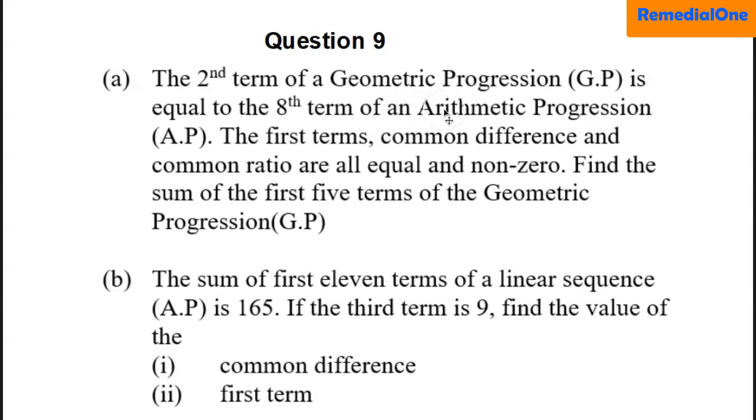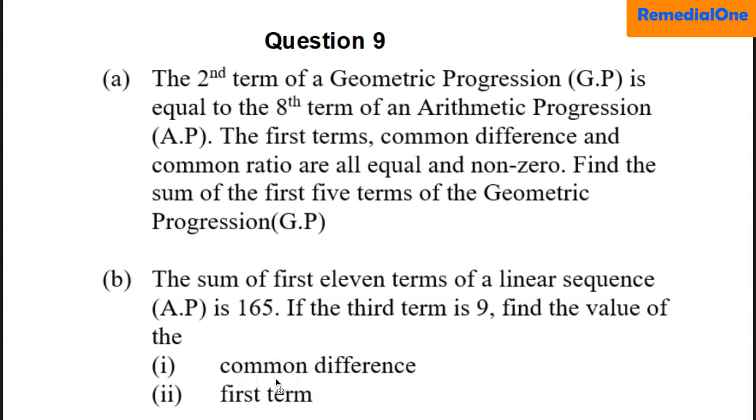of an arithmetic progression, AP. The first term, common difference, and common ratio are all equal and non-zero. Find the sum of the first 5 terms of the geometric progression, GP. The second part: the sum of the first 11 terms of a linear sequence, AP, is 165. If the third term is 9, find the value of the common difference and then the first term.